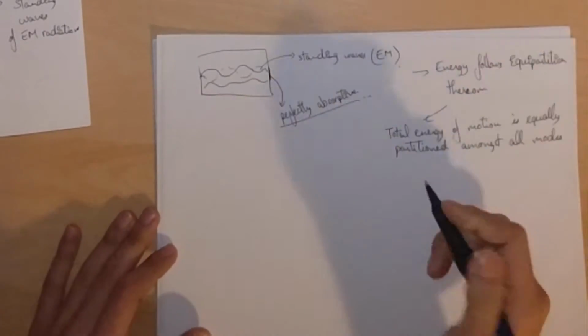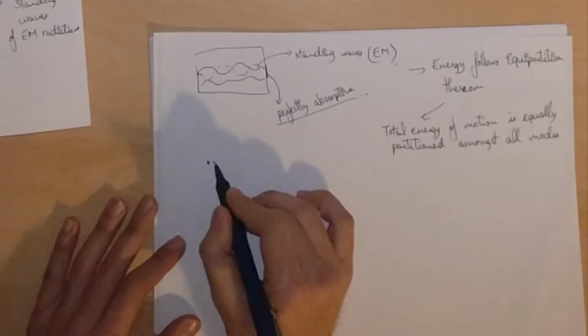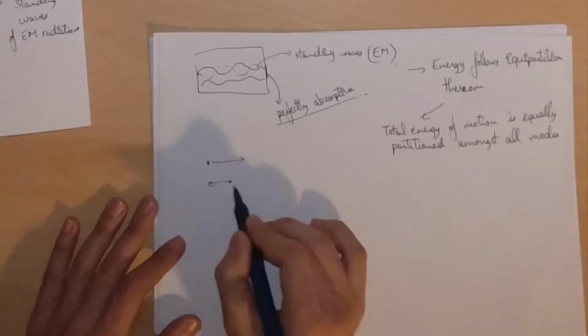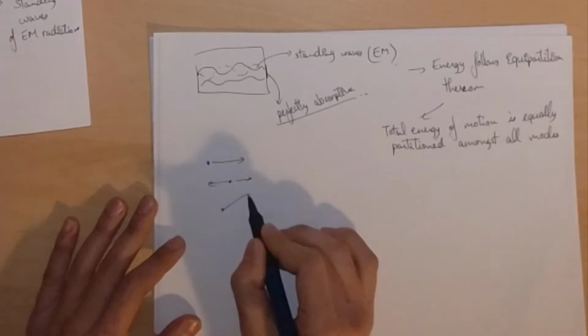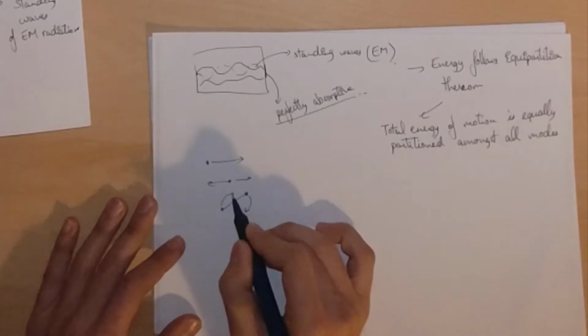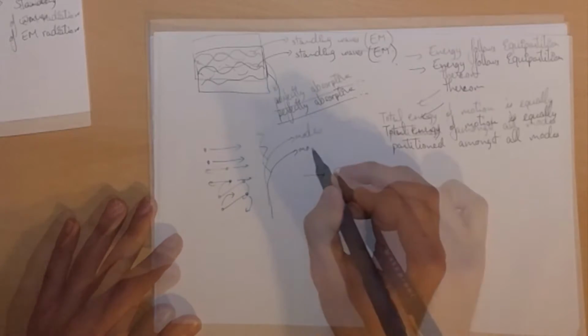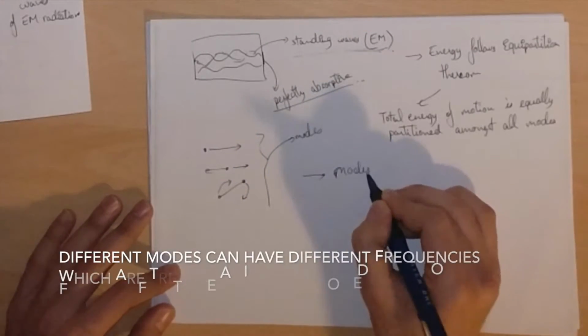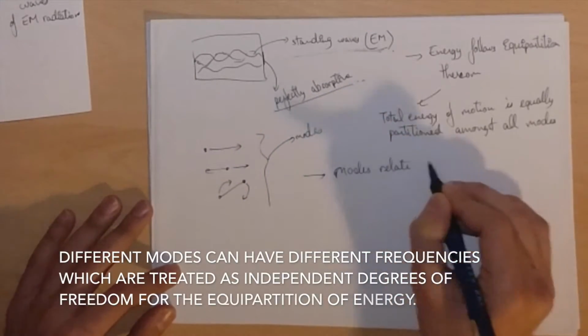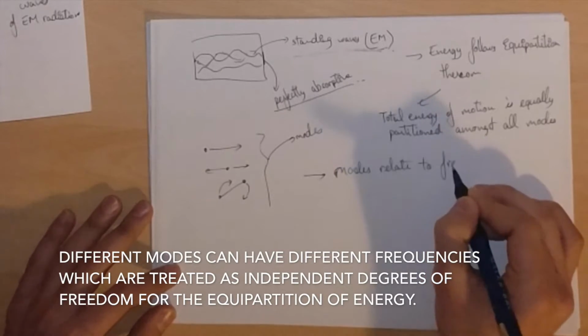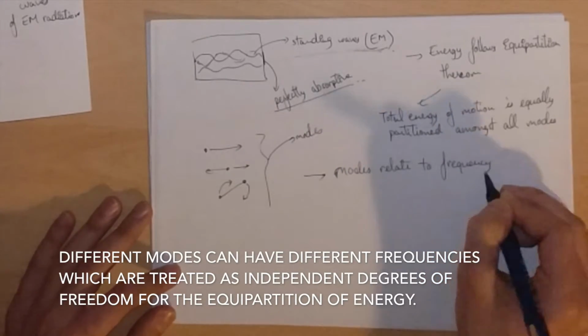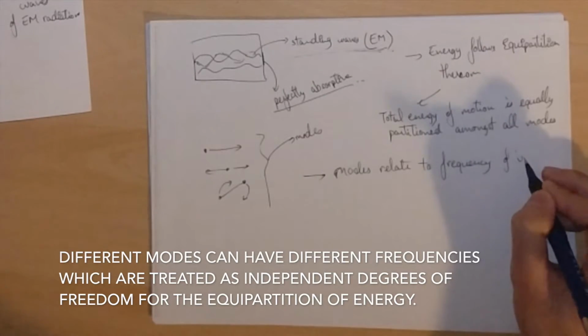So what is a mode? A mode can be, for example, moving in a straight line, vibrating, rotating, any of these. These are all modes. So all modes relate to frequency of vibration.